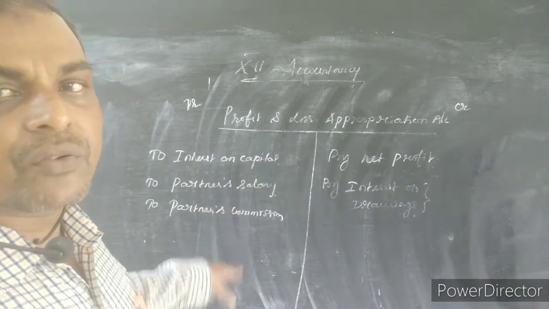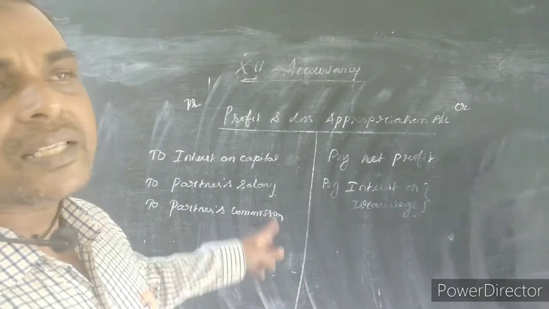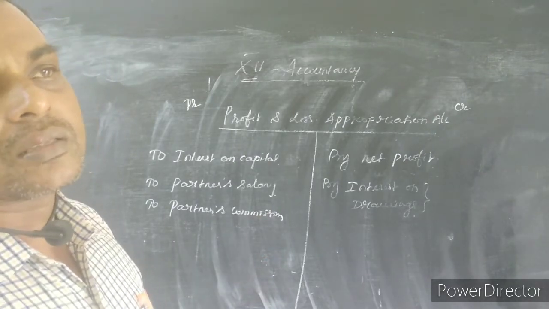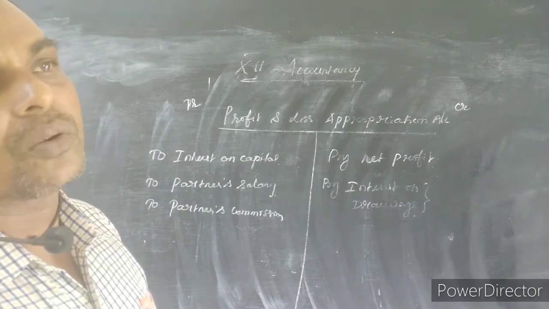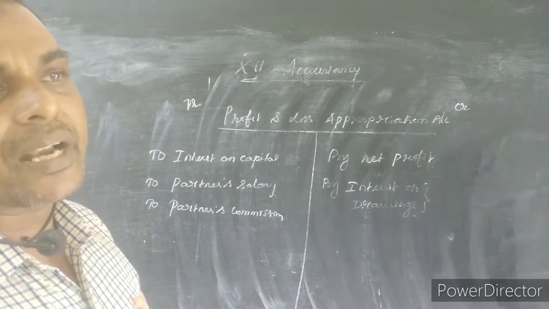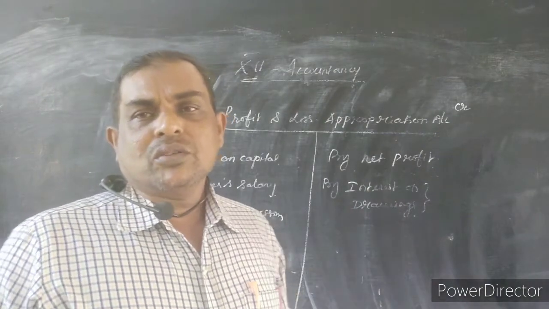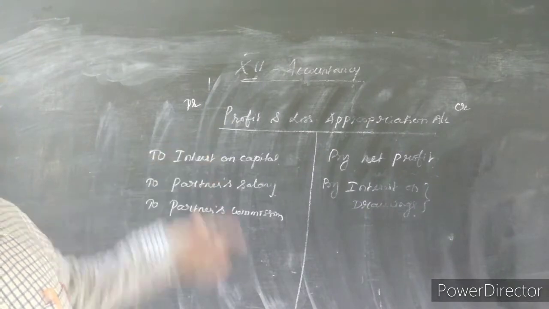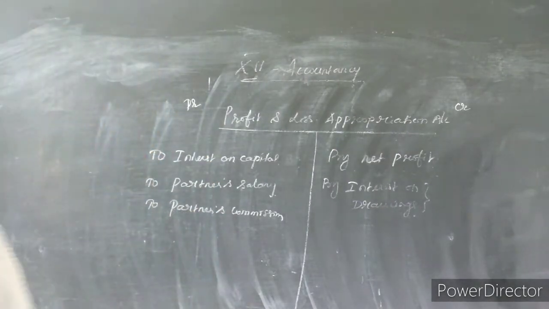This is the format for preparing profit and loss appropriation account. The net result may be profit or loss. If they get the profit, it will be transferred to partner's capital account. If they get the loss also, it will be transferred to partner's capital account. Very important account. Based on that, I will teach you one sum.